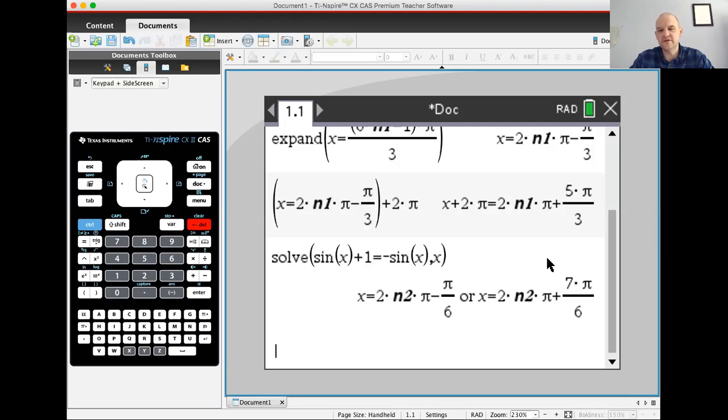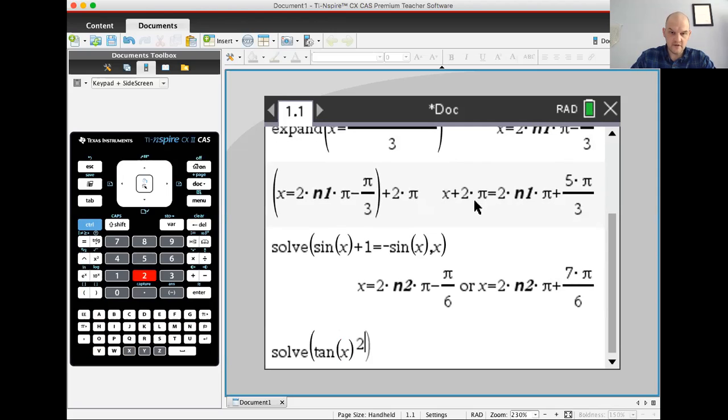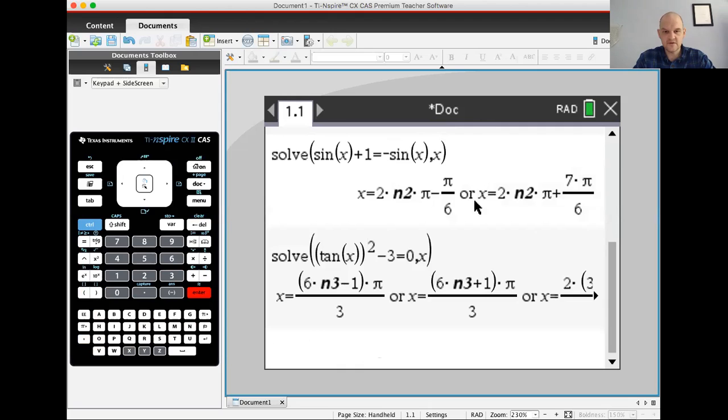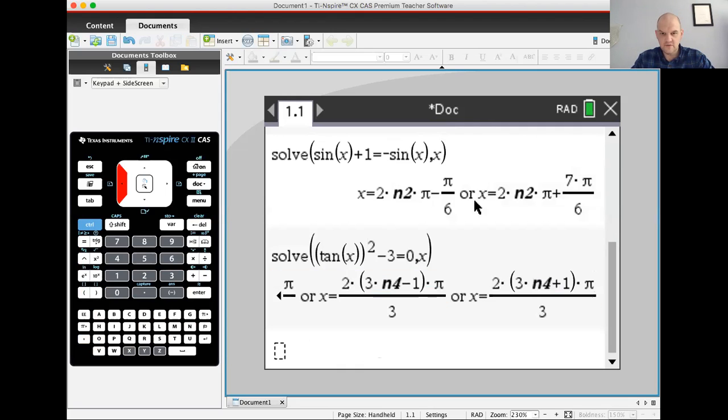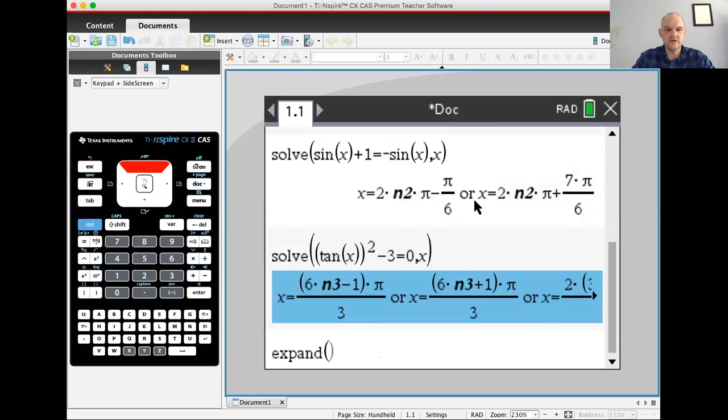You can just see it, right? If I add 2 pi to this one, I'm going to get 11 pi over 6. Solve the tangent of x squared minus 3 equals 0. We got to solve that for x. So this gives me, why is this giving me so many answers? Oh, is it adding 2 pi's? What? Let me see here.